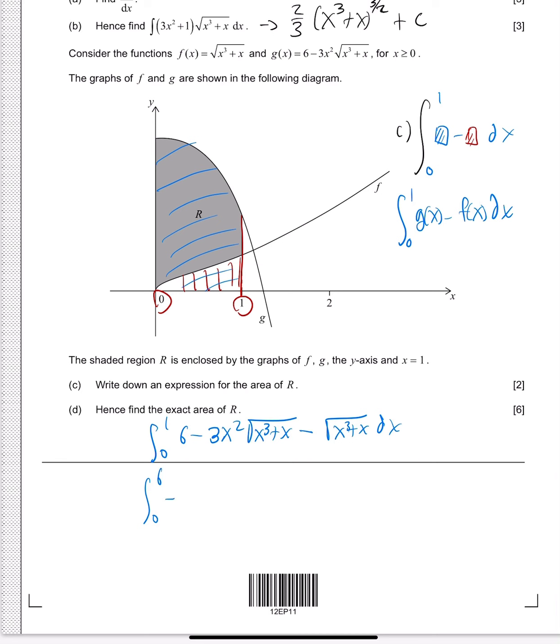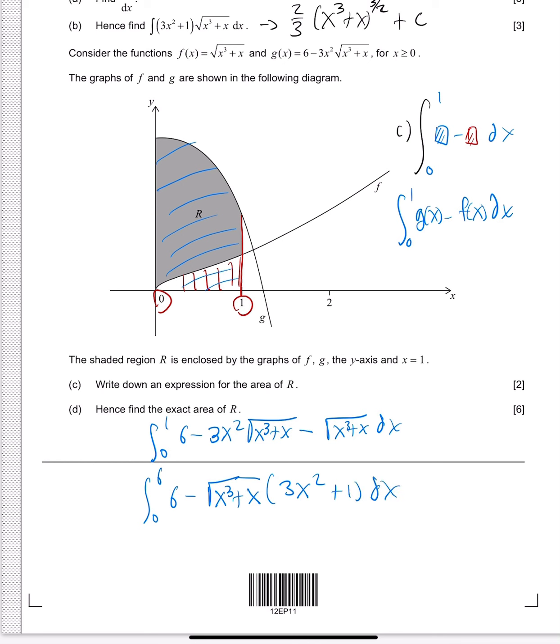So that's 0 to 6 of 6 minus, this will be x cubed plus x times 3x squared plus 1 dx. Notice that if I multiply this by 3x squared, I get this part right here, and minus x root of x cubed plus x times 1 is right over here. So my pieces are all there.